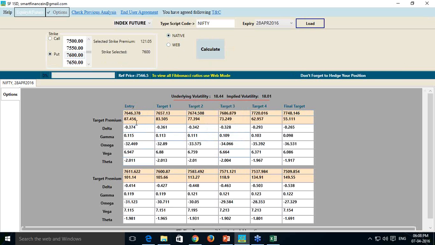Once you calculate, you see where you should buy, currently at 121, because it is the end of the market so it is not reset so far. Once it is reset, you will get the actual value of the premium where you should buy, what will be your stop loss and what will be your targets. Besides that, you will get the information about the option Greeks also.